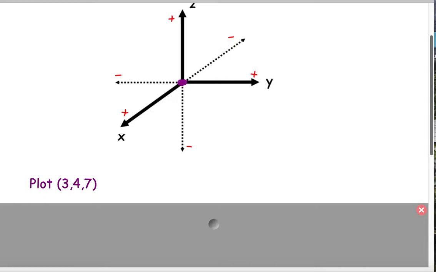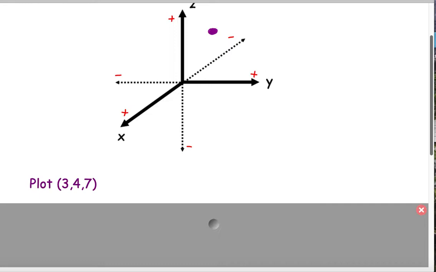So picture starting at the origin, which is now (0, 0, 0). And we want to go +3 in the x direction. So it would be out about that much. And then +4 in the y direction. And then +7 in the z direction. And we take our point somewhere up there. Now it's still hard to have the right perspective as to where that is.